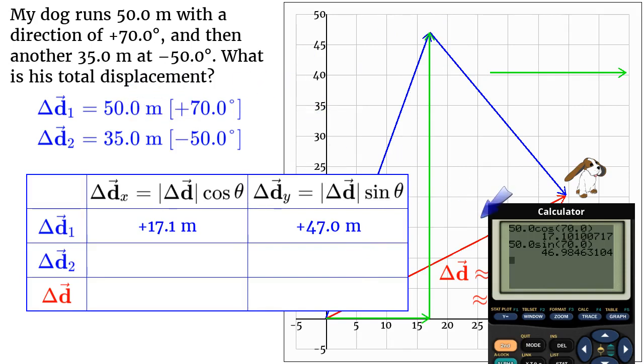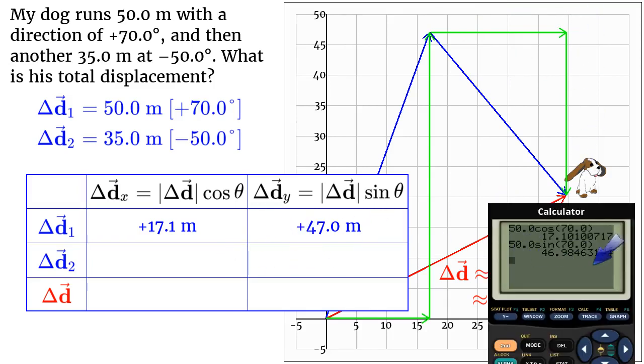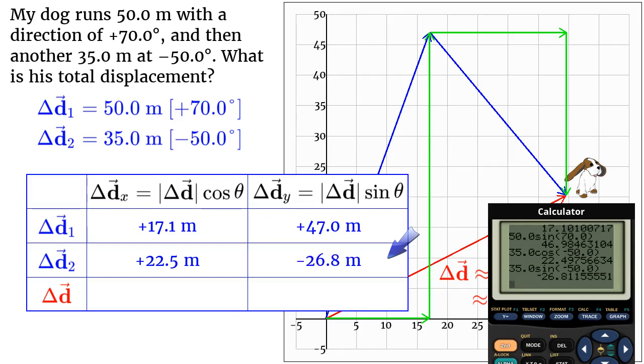Now we can do the same thing for the second displacement vector. So we know it has a magnitude of 35 meters in a direction of -50. And again, the x and the y components are going to form a right angle triangle. Using the trigonometric formulas, we can calculate the x component is going to be 35 meters multiplied by the cosine of -50, which gives us 22.5 in the positive direction. So that would be the length of this green arrow here. Then doing the same thing, except changing cosine to sine, in order to calculate the y component, we get -26.8. That represents this green vector right here.